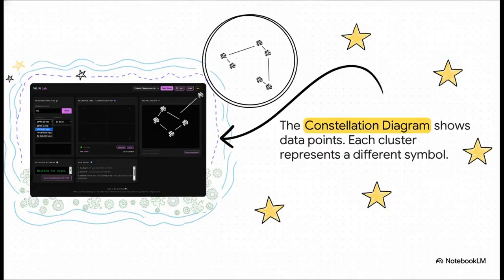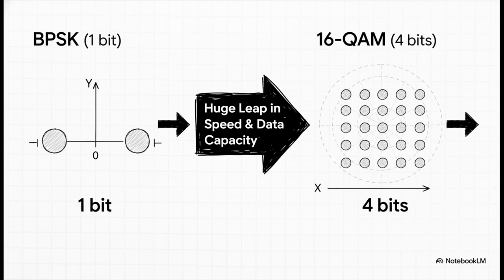And if we pop back over to our Wi-Fi lab, that's exactly what this constellation diagram is showing us. Each of those dots represents a different combination of bits. So now the receiver's job is just to figure out which star in the constellation was sent, and bam, it gets 2 bits of information in the same amount of time it used to do at 1. And we don't have to stop there.